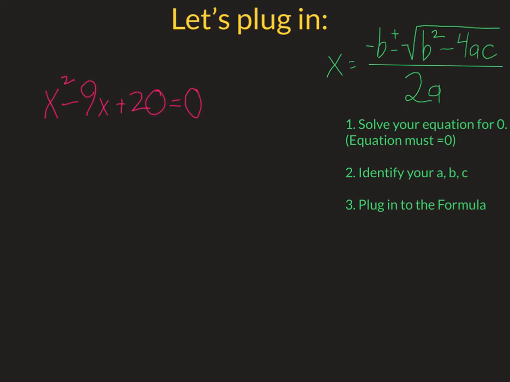Okay, so we've got an equation, and there's the quadratic, and let's just walk down our steps. First, make sure it's solved for 0. This is exactly the same as factoring, okay? This one is solved for 0, so we're good to go. Identify our ABC, we'll do that. So my A is the 1 right on front. My B is that negative 9. My C is 20. And now plug into the formula. So we're going to have x equals.